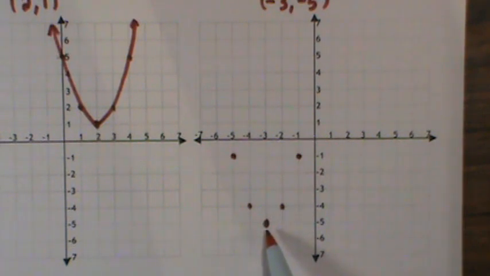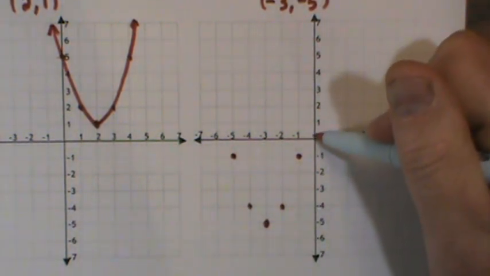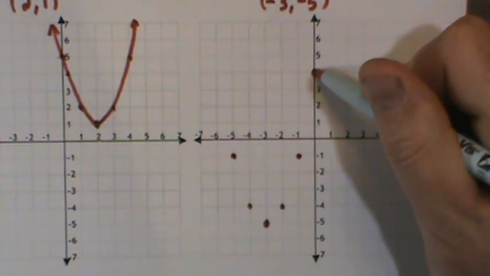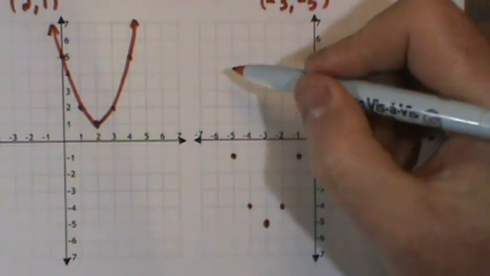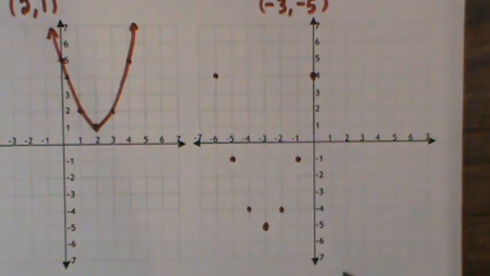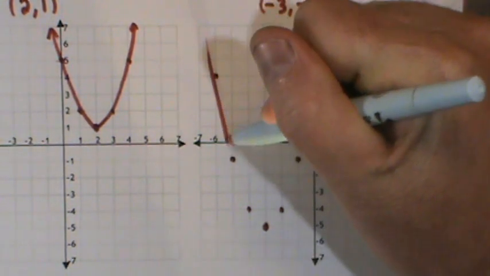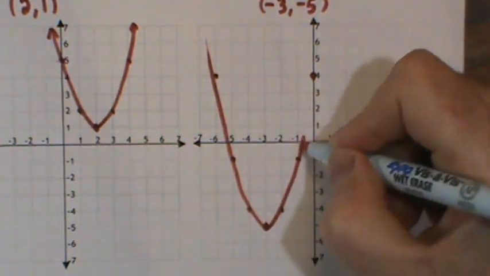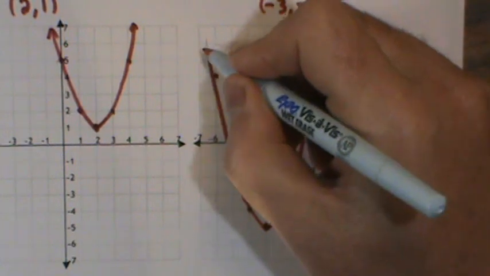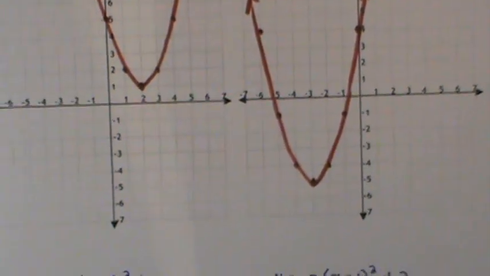I will be able to do a third movement on this one. So I'm going to go 1, 2, 3 to the right. That should take me up 9. There's 5, 6, 7, 8, 9. If I go another unit to the left, that would take me up 9. And then I can simply connect all of those points. That is your standard parabola or parabolic movements. Let's do a couple more.